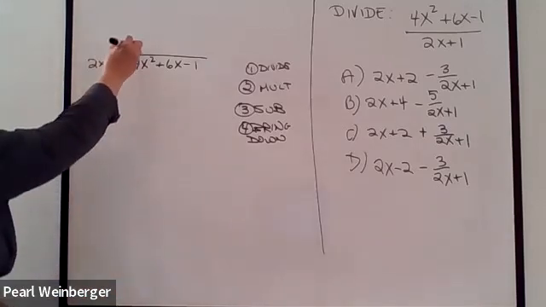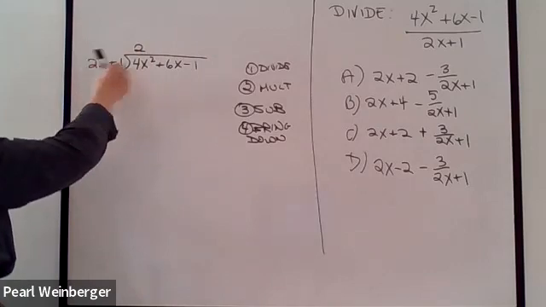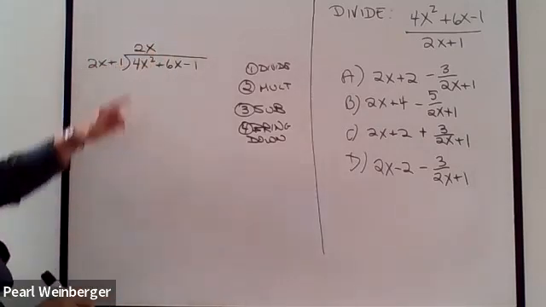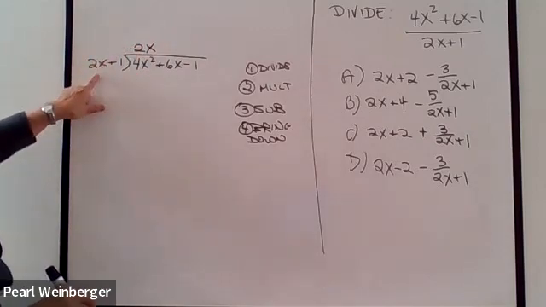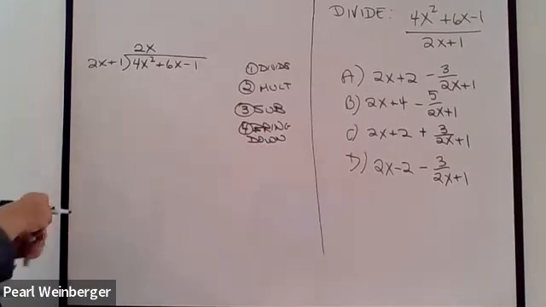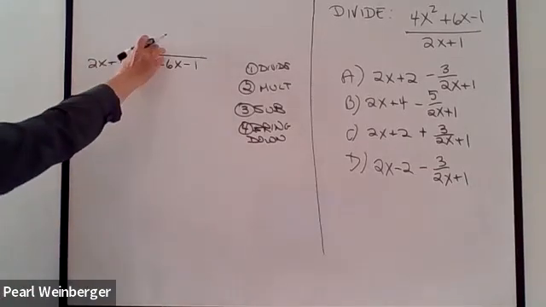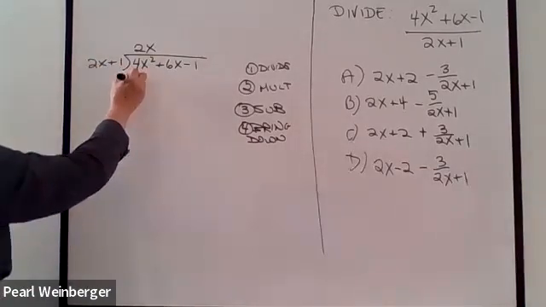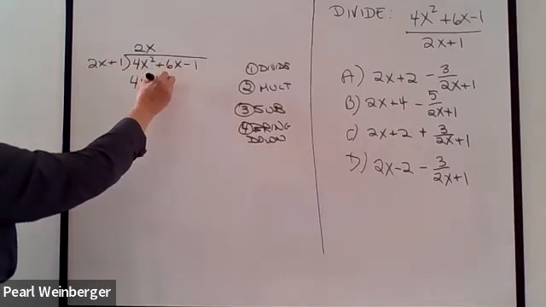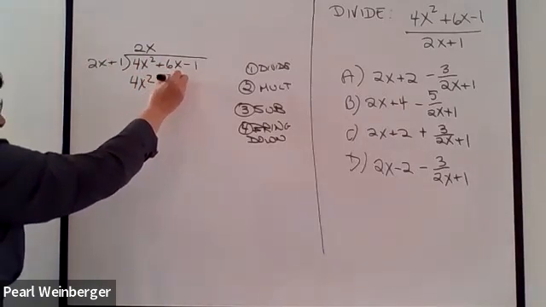Okay, so now I'm going to take my first term, 2x, and divide it into 4x squared. So 2 into 4 gives me 2, and x into x squared gives me x. After I divide, I take the 2x and multiply it by each of the terms of the binomial. 2x times 2x is 4x squared, and 2x times 1 is 2x.